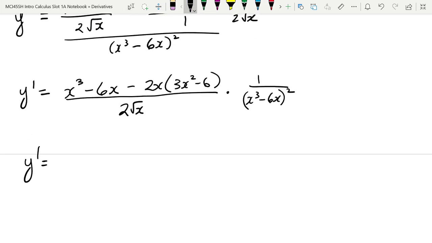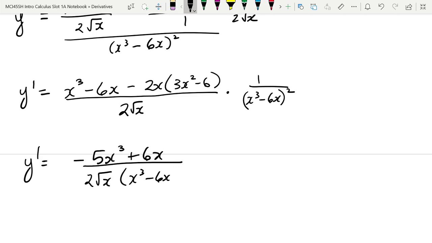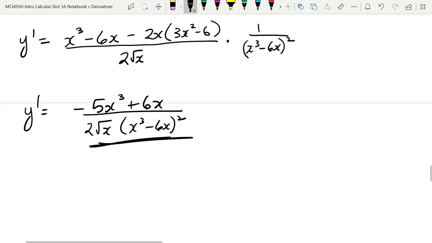Let's collect like terms. I'm going to have an x cubed minus 6x cubed is negative 5x cubed. I'm going to have minus 6x plus 12x, so that'll be plus 6x, all over 2 root x times x cubed minus 6x squared. And that's about as much as I think I'm going to simplify that.